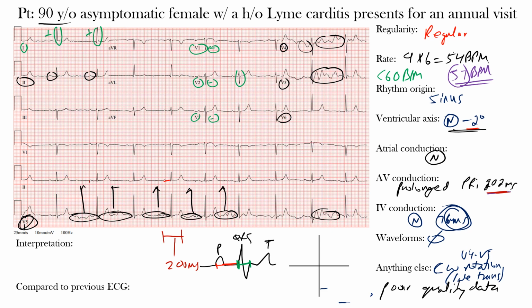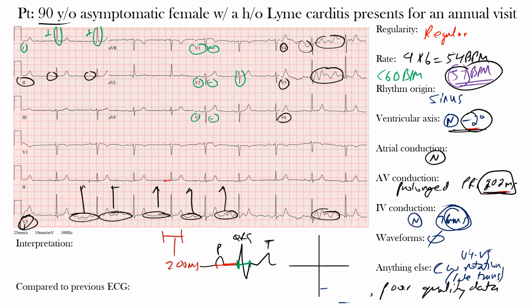So anyways, let's make our final interpretation. Well, we have a regular rhythm with sinus origin and a rate that we mentioned at 57 beats per minute. The QRS axis we said was normal at -2 degrees. Atrial and intraventricular conduction were normal, although AV conduction we said was slightly prolonged at 202 milliseconds. Now, because the PR interval is prolonged without any dropped beats, we consider this first degree AV block.